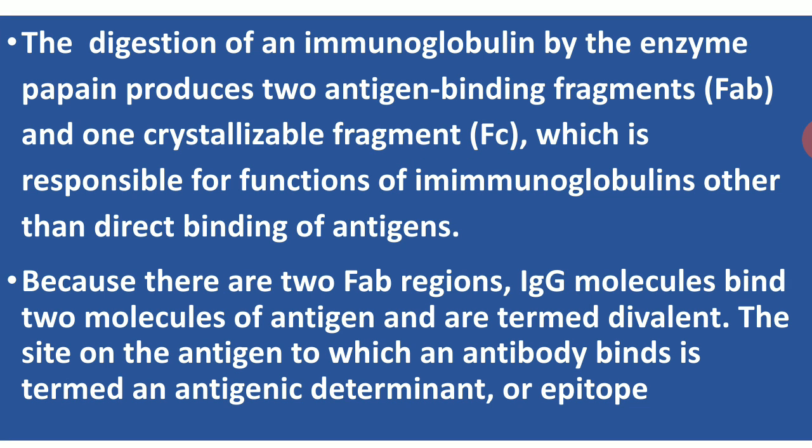The digestion of immunoglobulin by the enzyme papain produces two antigen binding fragments, Fab, and one crystallizable fragment, which is responsible for the function of immunoglobulins other than direct binding of the antigens. Because there are two Fab regions, immunoglobulin G molecules bind two molecules of antigen and are termed divalent. The site of the antigen to which an antibody binds is termed the antigenic determinant or epitope.